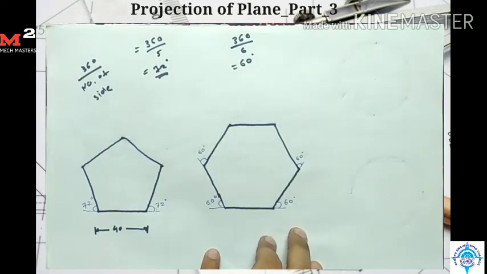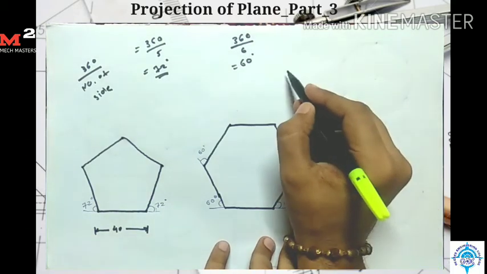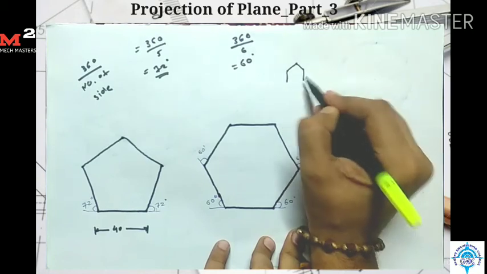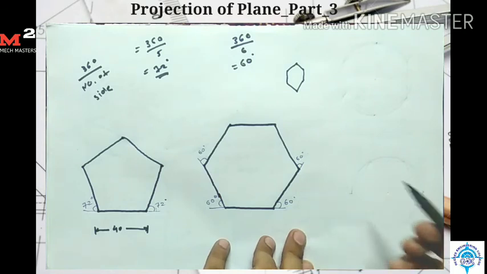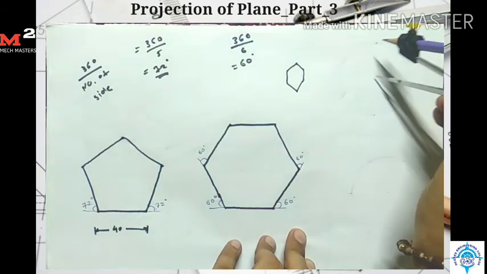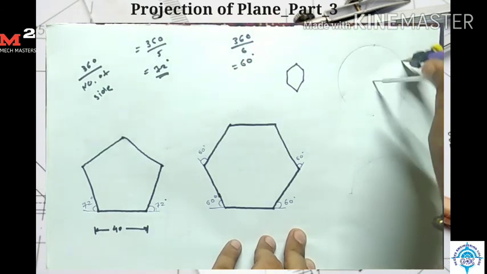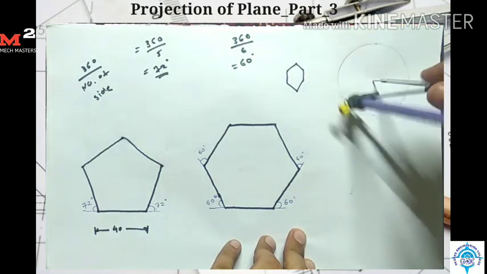Here I draw the hexagon by using another method. For example, here I require to draw the hexagon resting on a side, like this. For that, first I draw one circle. I require to draw a hexagon of 30 mm side, so I take 30 mm as a radius and draw one circle here.